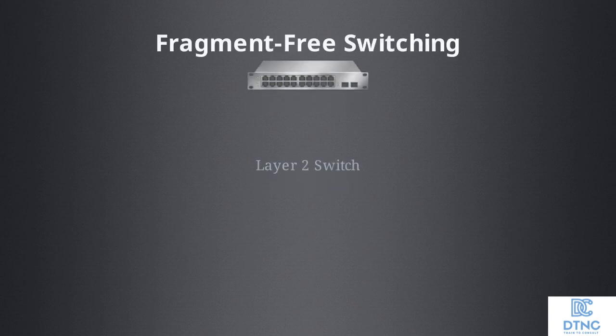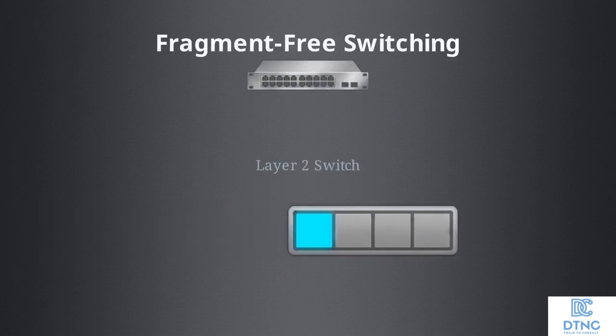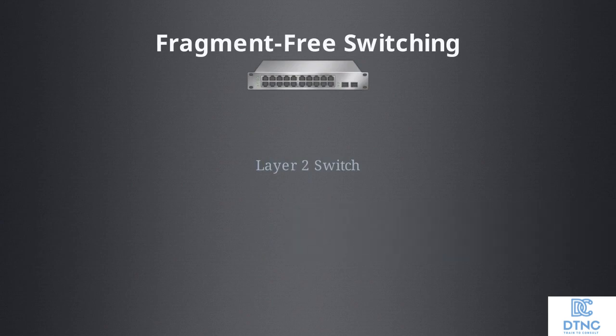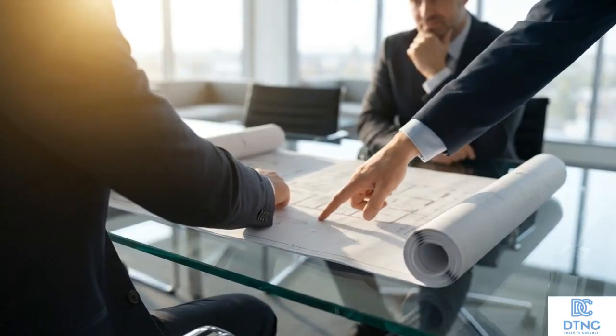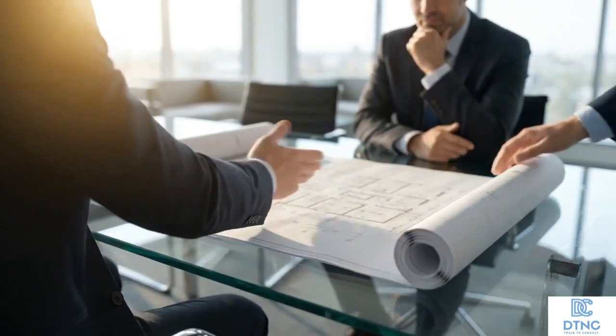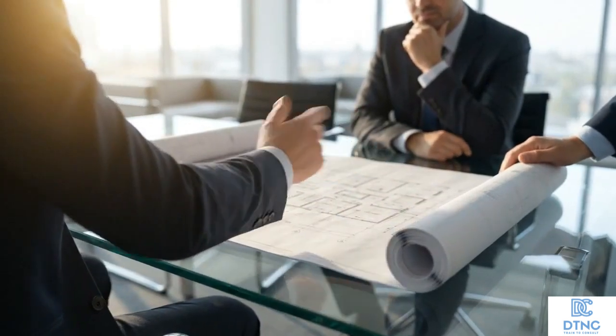A third method is the fragment-free technique, which checks exactly the first 64 bytes of a packet before forwarding it along. This technique acts as a balanced compromise, offering a middle ground of moderate transmission speed combined with moderate error checking. Understanding these software trade-offs helps you justify hardware recommendations based on a client's sensitivity to latency versus their need for data integrity.